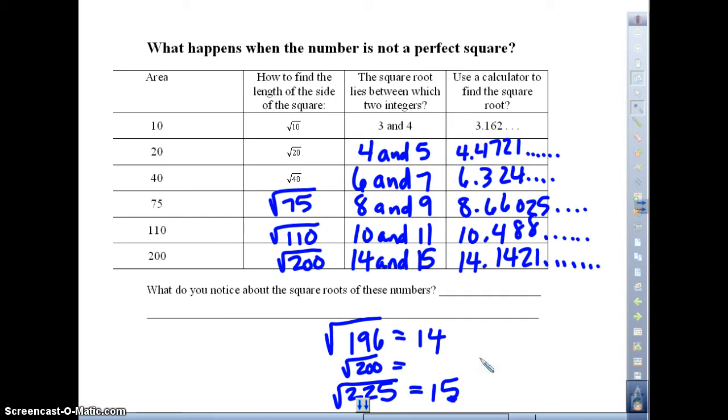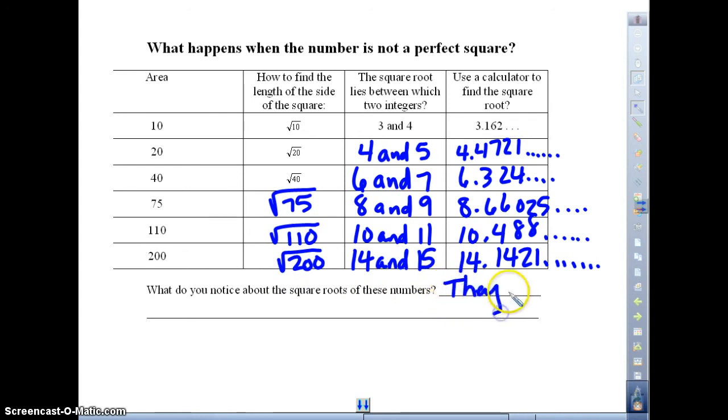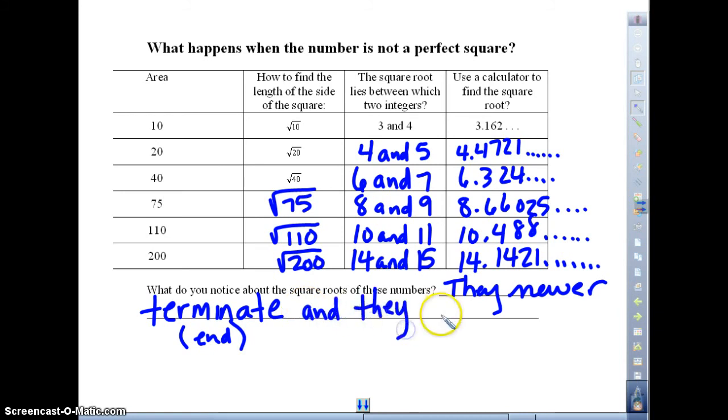You're right. It never terminates. That decimal never terminates and it never repeats. It never ends and it never repeats. What do you notice about the square roots of these numbers? Say it. There's two things you notice. They never what? You're right. They never terminate, which means they never end. They go on forever. They never terminate, and they never repeat.